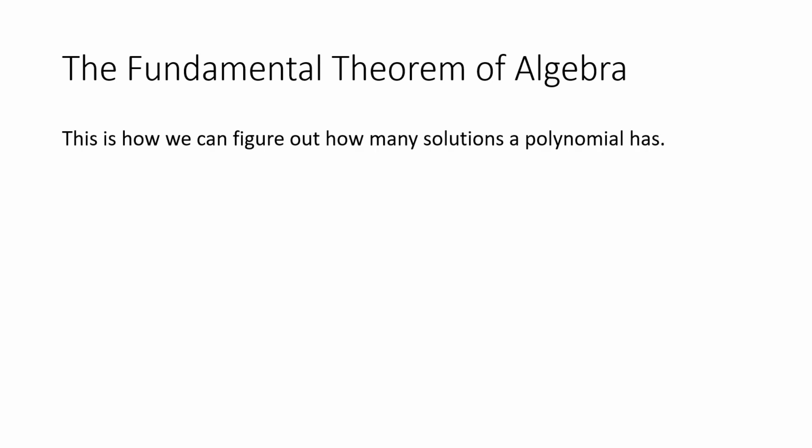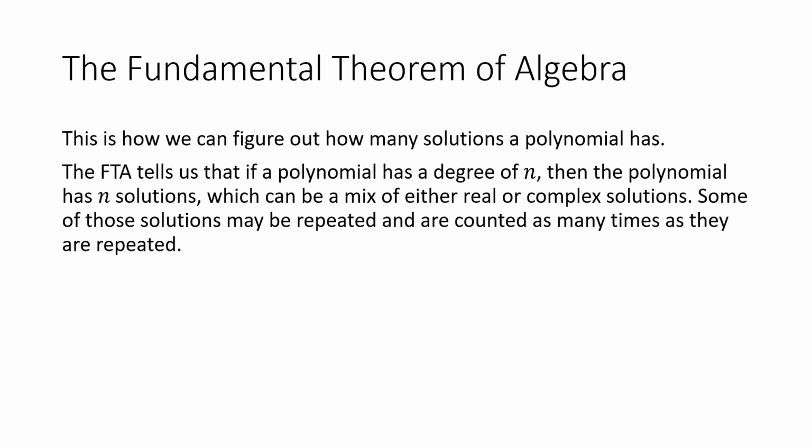Okay, so this is actually going to be how you figure out how many solutions a polynomial has. The fundamental theorem of algebra tells us that if a polynomial has a degree of n, then the polynomial has n solutions, which can be a mix of real solutions or complex solutions, and sometimes either one of those types of solutions is going to repeat. Whenever they repeat, they get counted more than one time.